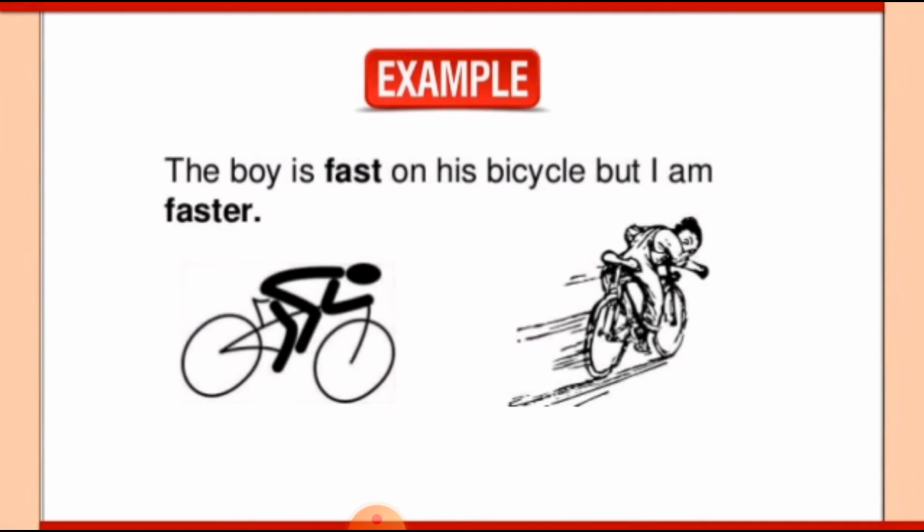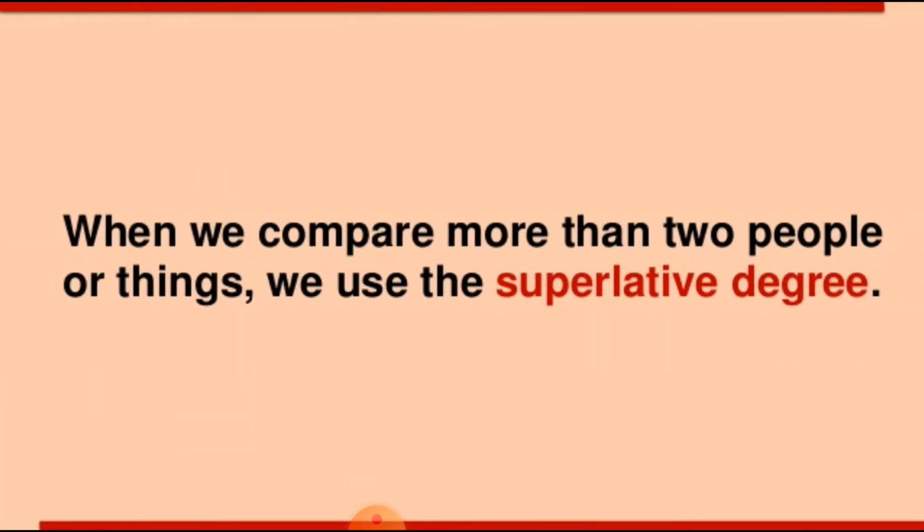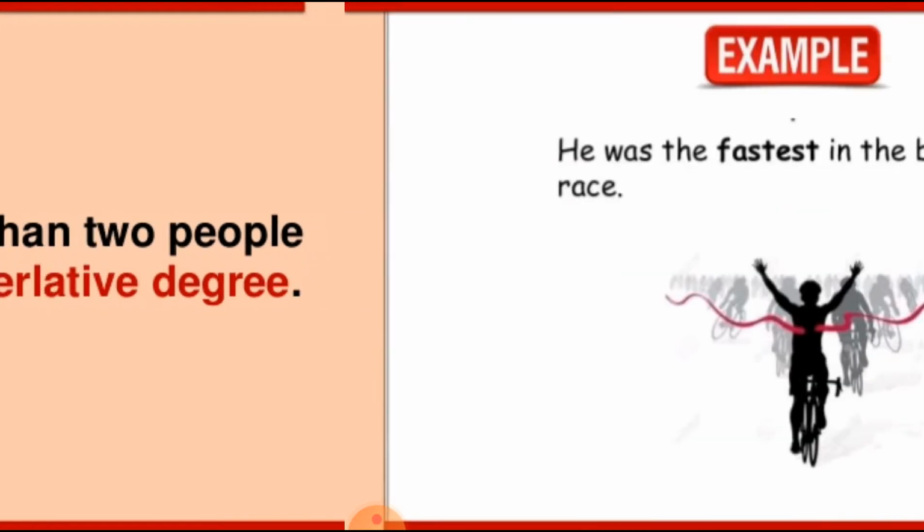The boy is fast on his bicycle but I am faster. The radio was loud but the TV was louder. All these are examples of comparative degree. When we compare more than two people or things, we use the superlative degree. When the comparison is made between more than two people or anything, we use the superlative degree.